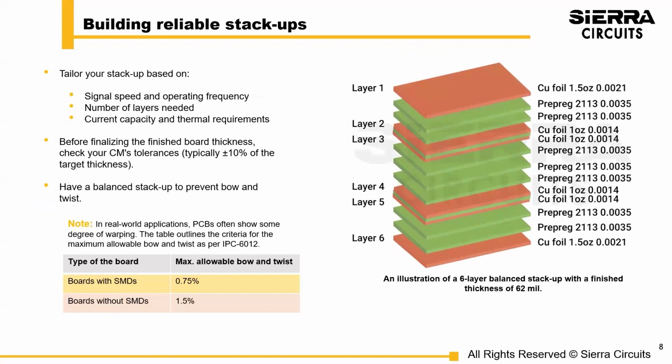Building reliable stack-ups is a very critical step. You must tailor your stack-up based on at least these three parameters, that is the signal speed and operating frequency, the number of layers that is needed, and the current capacity and thermal requirements. Before finalizing the finished board thickness, make sure to check your CM's tolerances, typically plus or minus 10% of the target thickness. Also ensure symmetry in your circuit board stack-up because this prevents bow and twists.